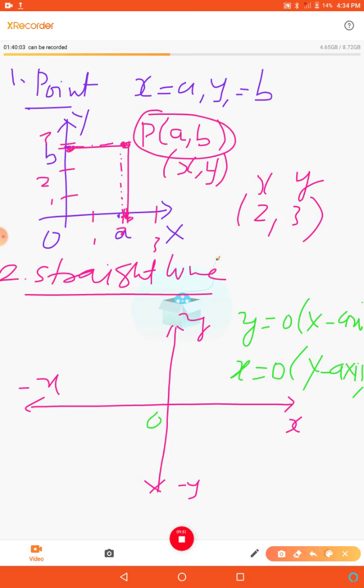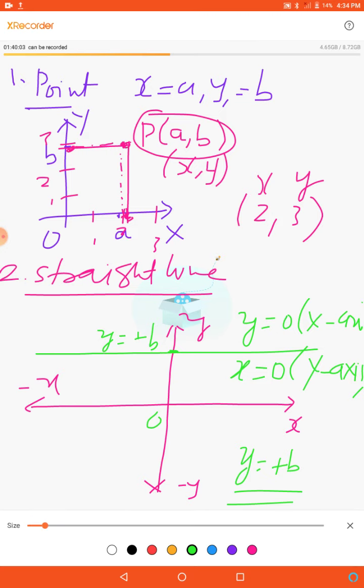Similarly, y is equal to plus b. Y is equal to plus b means on the y-axis there is a point plus b. Say it is some point b. So y is equal to plus b is a straight line parallel to the x-axis.